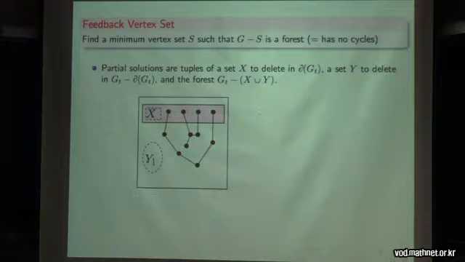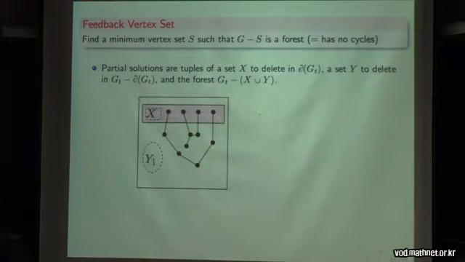Okay, but what I want to focus on is the more difficult problem. Coloring is a locally checkable problem: whether the coloring is fine or not, you can just look at every edge, right? But the feedback vertex set problem is more of a connectivity problem. The objective is to find the minimum vertex set S such that G minus S is a forest, or equivalently, G minus S has no cycles.